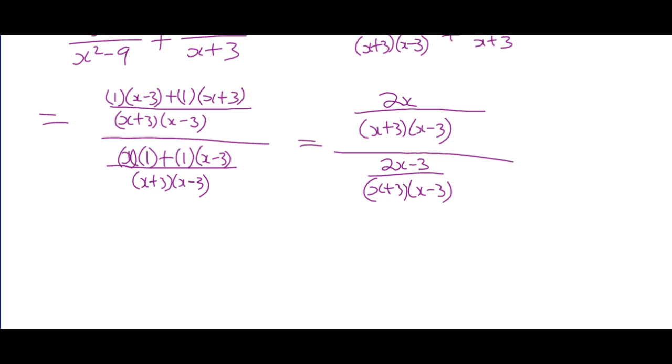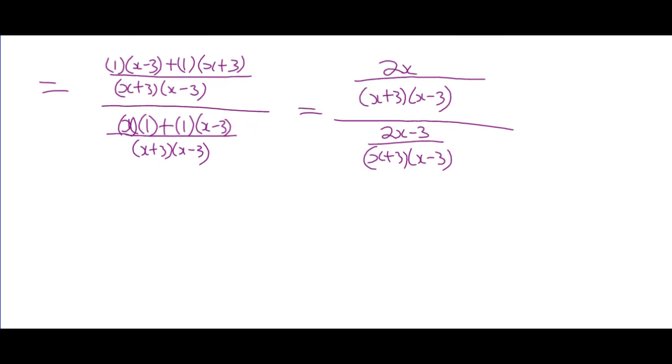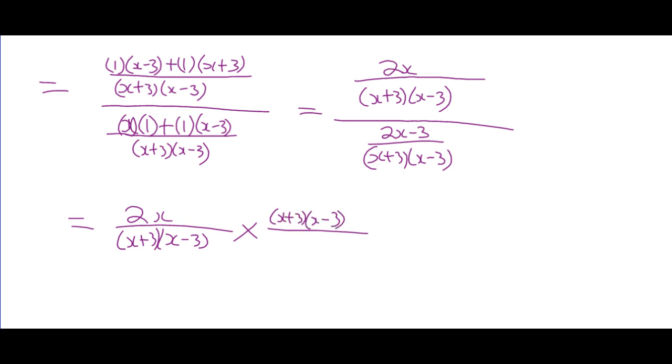All right. What do you do when you divide fractions? What's the key? I want to divide by a fraction, so I do kiss and flip. Okay, so here's what we're going to do. We're going to take the top fraction, 2x over x plus 3, x minus 3, and multiply it by, and we're going to flip this, so it becomes x plus 3, x minus 3 over 2x minus 3. So that's equal to what?